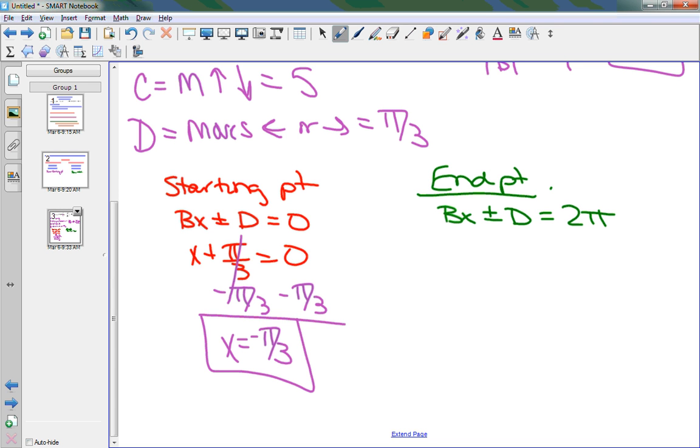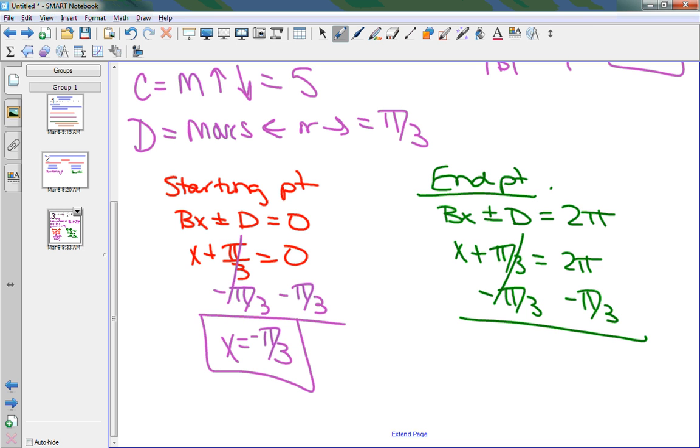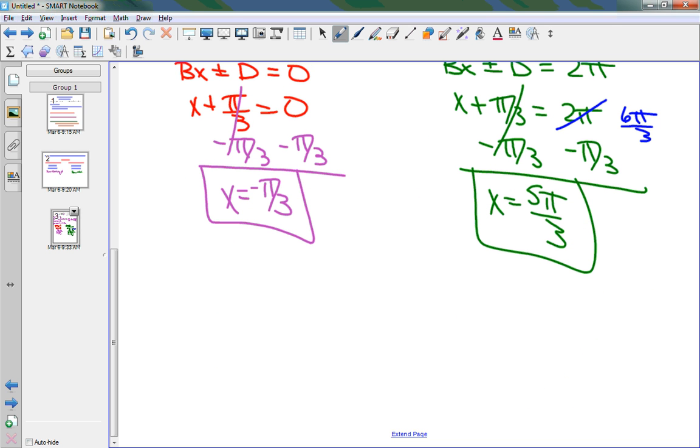Do we understand that? Okay, so now this chunk is going to be the x plus the pi over 3 is equal to 2 pi. And how do I solve this thing for x? I'm going to subtract pi over 3 units. So if I'm subtracting pi over 3 units, this right here is going to turn into 6 pi over 3. So what is 6 pi over 3 minus pi over 3? 5 pi over 3.